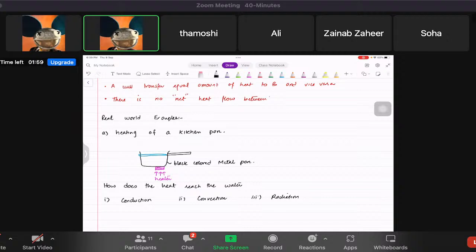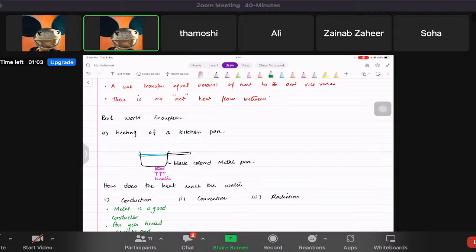So first of all, let's talk about conduction. How does heat reach water in this example? Please tell me. Sir, metal is a good conductor of heat, so the pan is first heated and then we transfer to the water. Okay, yes. So we can write that metal is a good conductor, right? We all agree to this? So, yes. Pan gets heated quickly and transfers heat to water.